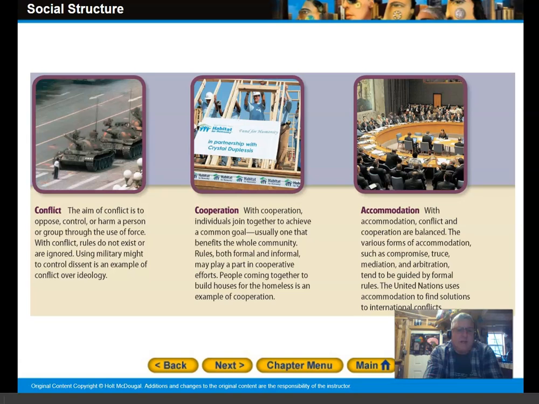The aim of conflict is to oppose, control, or harm a person or group through the use of force. With conflict, rules do not exist or are ignored. Using military might to control dissent is an example of conflict over ideology.